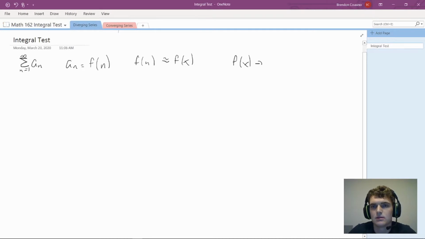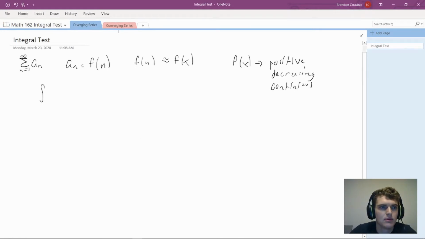is positive, decreasing, and continuous, and if we can show that the integral from 1 to infinity of f of x dx either converges or diverges, then that tells us that the series also converges or diverges.